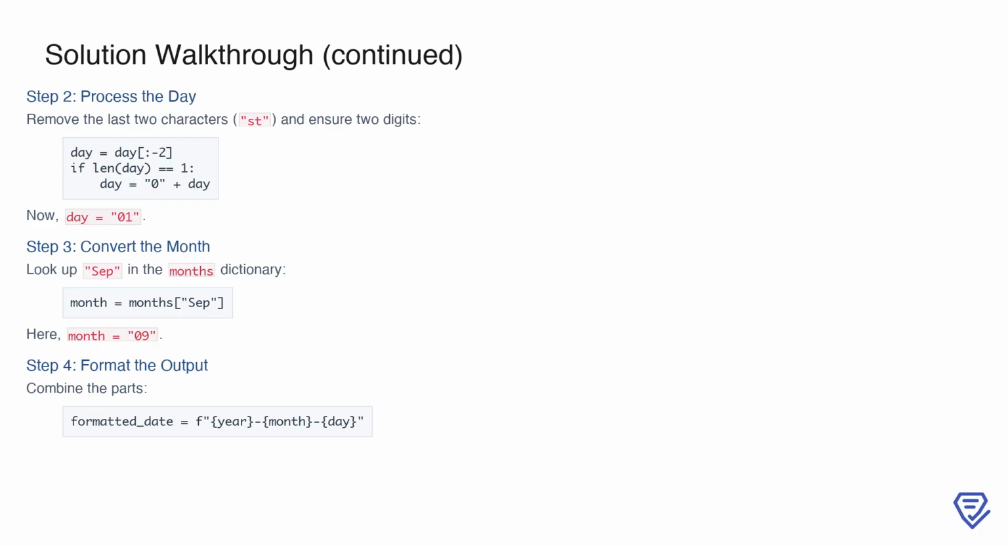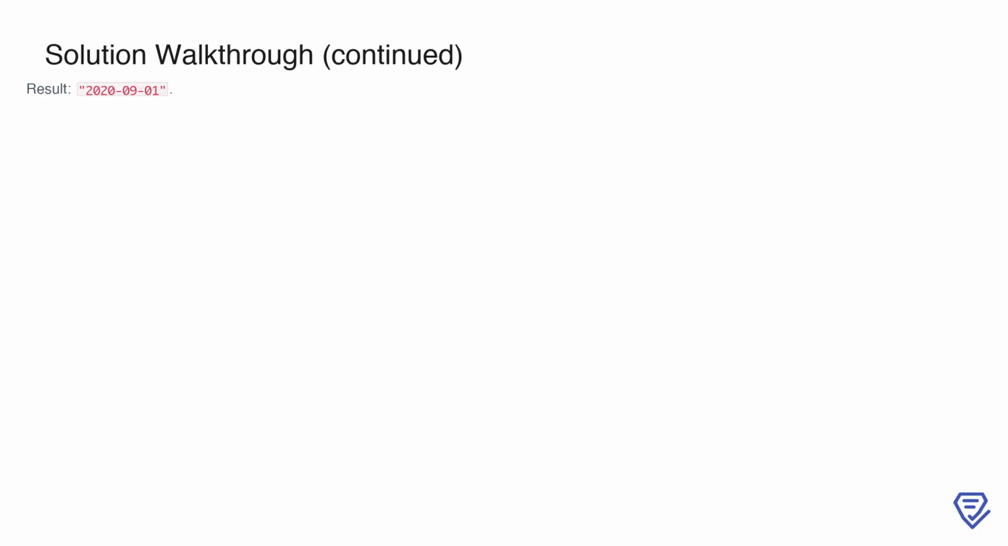After processing the day, the next step is to handle the month. The month, Sep, is converted using the same dictionary as before. Looking up Sep, we find that it corresponds to 09. Finally, we combine the year, month, and day into the YYYY-MM-DD format using an f-string. The result for this example is 2020-09-01. This completes the reformatting process for the given input. Each step ensures that the input string is parsed, processed, and formatted correctly to produce the desired output.